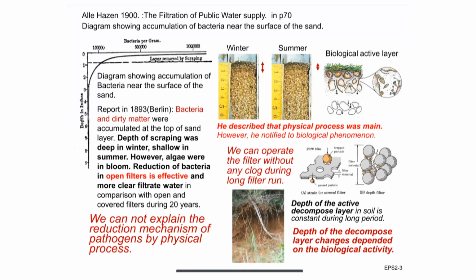And in comparison with a natural soil profile, there is a biological active layer near the soil surface. The depth of the active decomposing layer in soil is a constant depth over a long period. The depth of the decomposing layer changes depending on the biological activity. In cold regions, this depth is deep, but in tropical regions, this biological layer is very shallow.